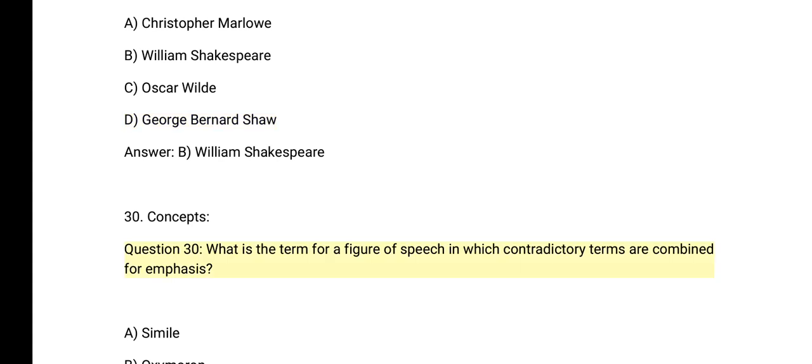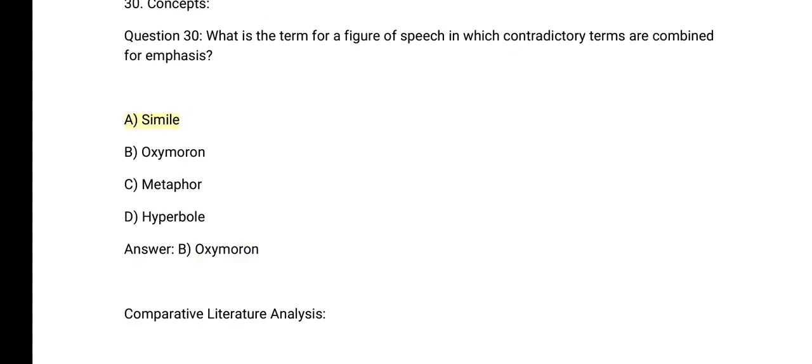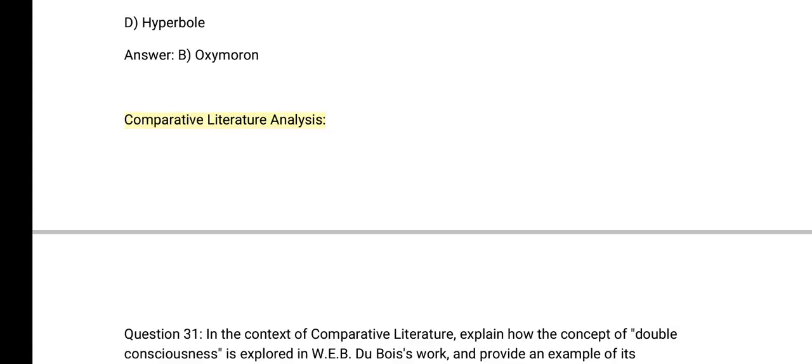30. Concepts. Question 30. What is the term for a figure of speech in which contradictory terms are combined for emphasis? A. Simile. B. Oxymoron. C. Metaphor. D. Hyperbole. Answer: B. Oxymoron.